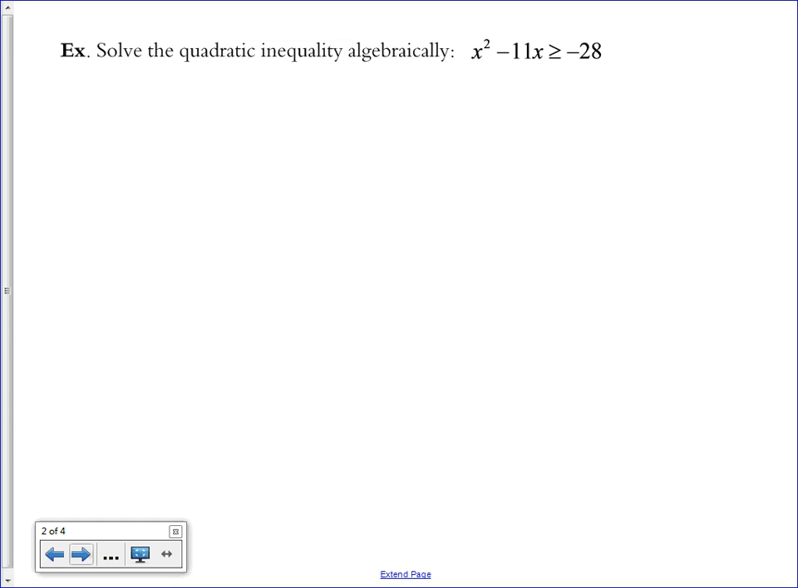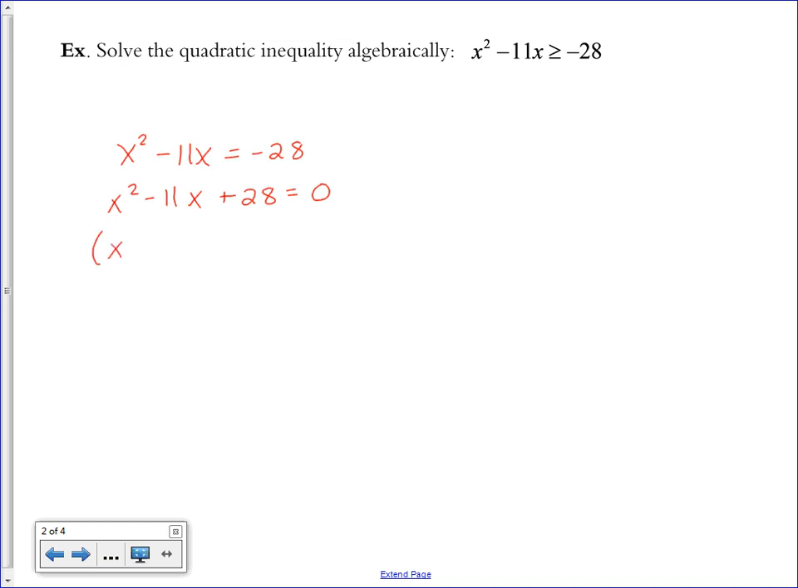So the steps that we want to take is first to change that greater than or equal to sign to just a plain old equal sign, and then solve the resulting quadratic equation for the two possible values for x. So we solve the quadratic equation by putting it in standard form, making it say equals 0. Always look to see if we can factor the left side of the equation, which here we can.